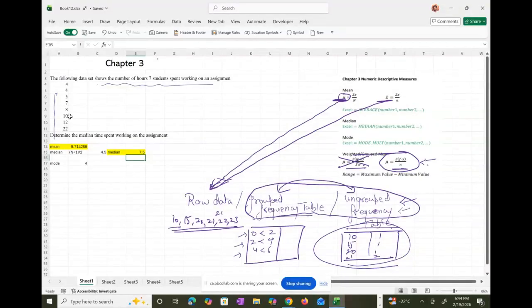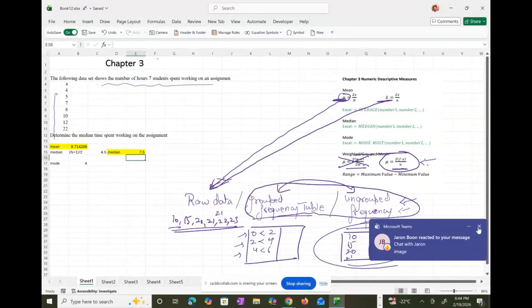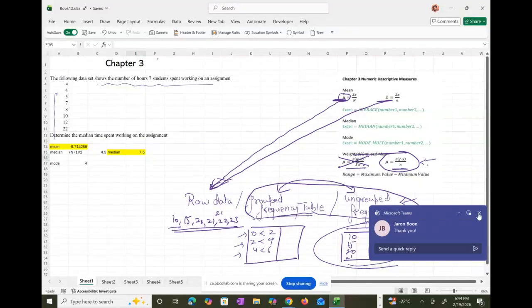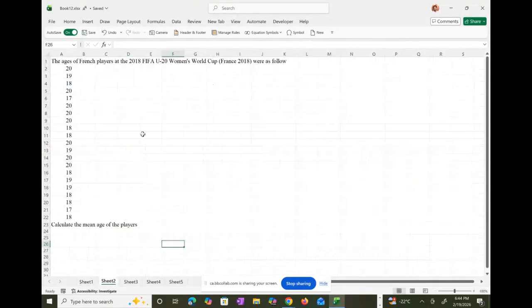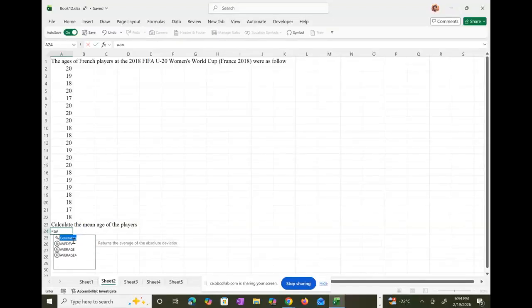So hopefully you were able to understand the difference between mean, median, and mode. All right, now we're going to look into another question. The ages of the French players at the 2018 FIFA Under-20 Women's World Cup are as follows. So these are the ages given to us. Calculate the mean age. If I have to calculate the mean age, I can just put equals average, and it's going to give me the answer.